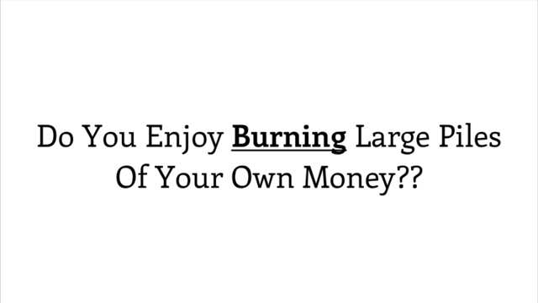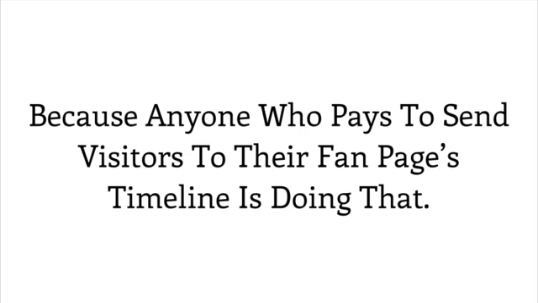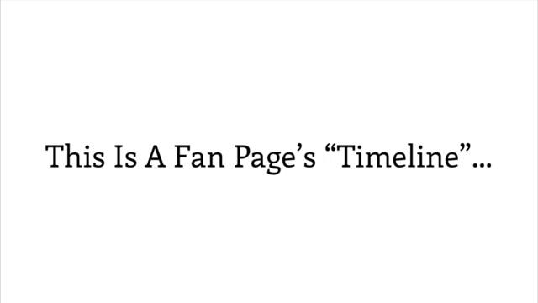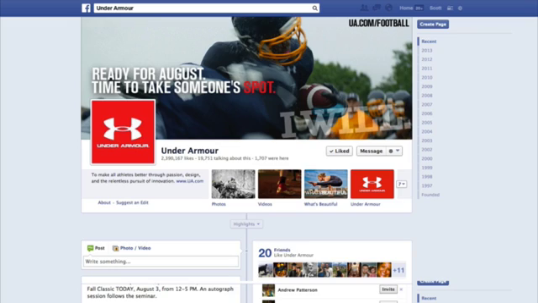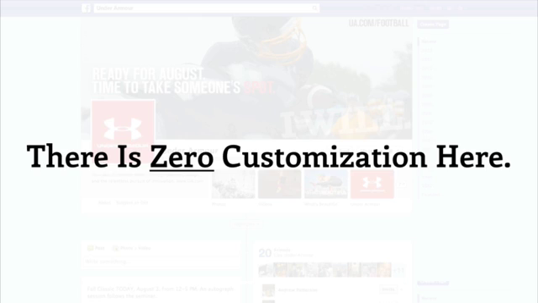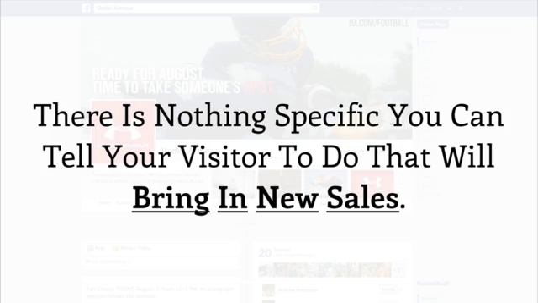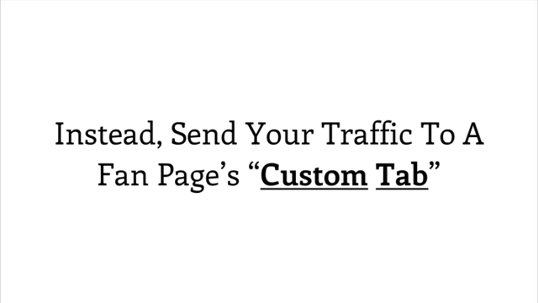Number 9, advertising to your timeline. See, I have a quick question for you. Do you enjoy burning large piles of your own money? Because anyone who pays Facebook to send visitors to their fan page's timeline is doing just that. So this is your fan page's timeline if you're not sure. If you have a fan page, your timeline is the home page of your fan page. And Facebook has called it your timeline because it's where all your status updates occur in chronological order. And the problem with the timeline is there is zero customization. There's nothing specific you can tell your visitor to do that will bring in new sales, and therefore there's no reason to send your ads directly to the timeline.